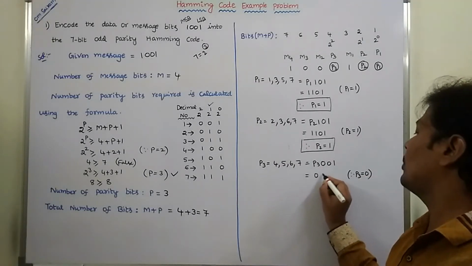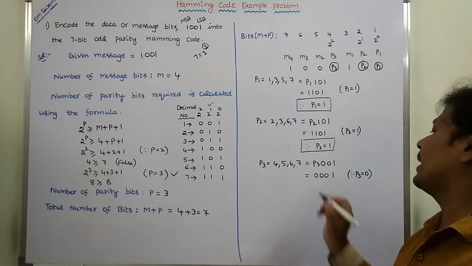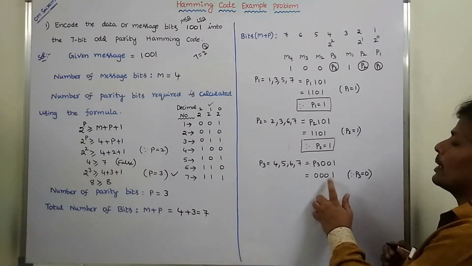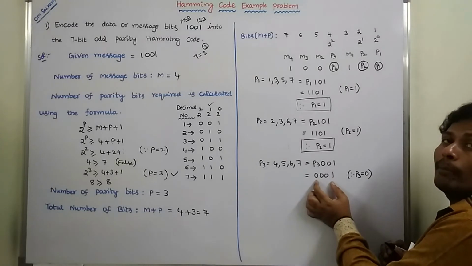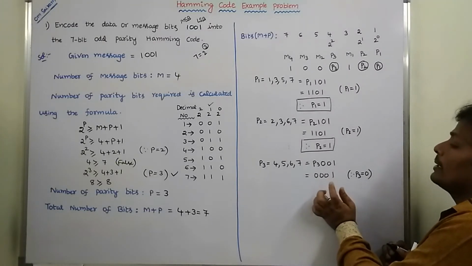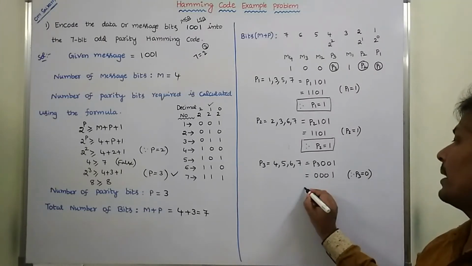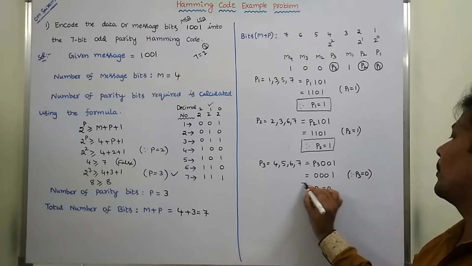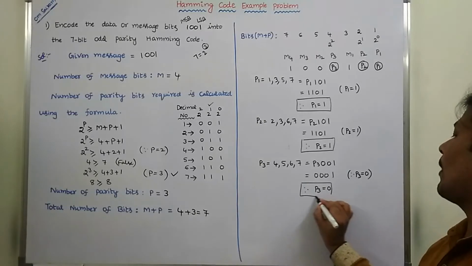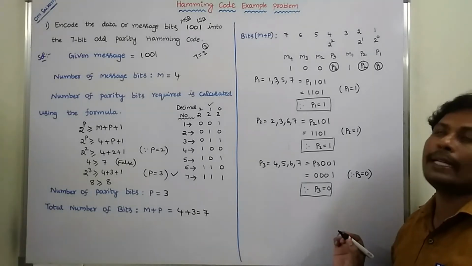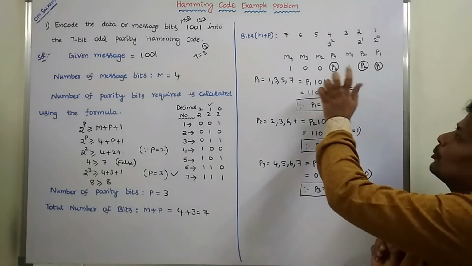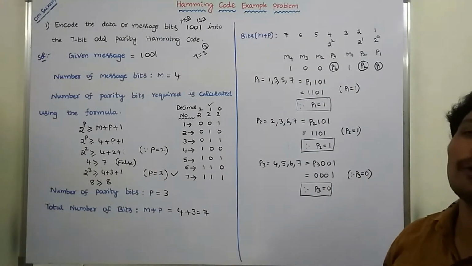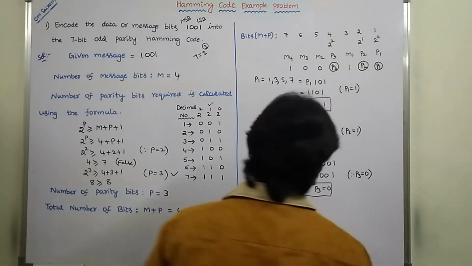Whenever the P3 value is 0, it becomes 0, 0, 0, 1. So the total number of ones is equal to 1, which is odd parity. Therefore, P3 is equal to 0. Once we have calculated the parity bit values P1, P2, P3, now we have to find the error position in the given message.